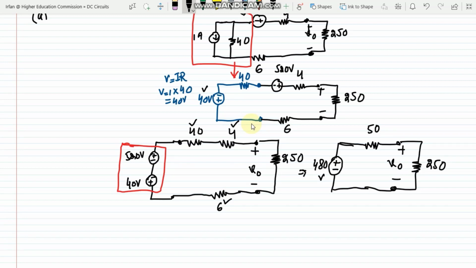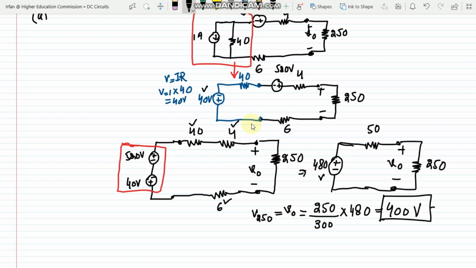So now in order to find the V naught, we can easily see here that the 250 ohm is basically our V naught. We can find it by many methods, but let me use the voltage divider rule here. In this series circuit, what I will get is 250 divided by 250 plus 50, that would be 300, multiplied by 480. When I do it, I get 400 volts. So that is the value of V naught, and that is the answer of part A of this question.